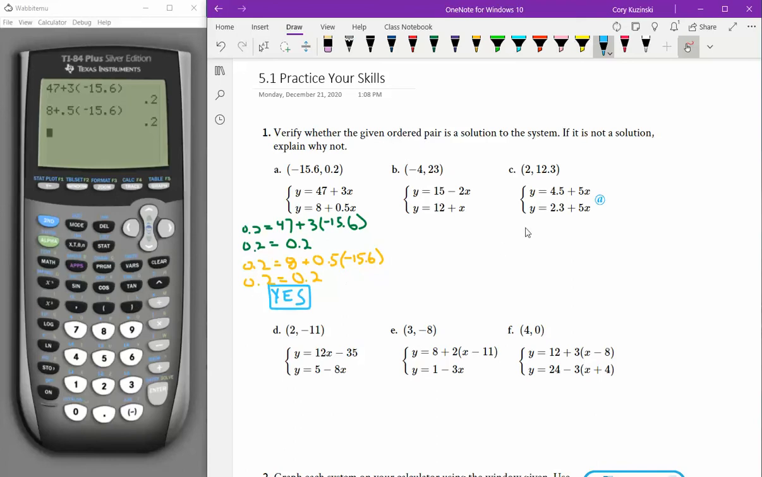Let's do it again. How about we take some shortcuts here. 15 minus 2 times x, which is negative 4, and we want this to be equal to 23. It is, okay? And then we'll do 12 plus x, which is negative 4, and that's not 23. So this is a no. And I think I'll type this in for speed here. The point doesn't satisfy the second equation.